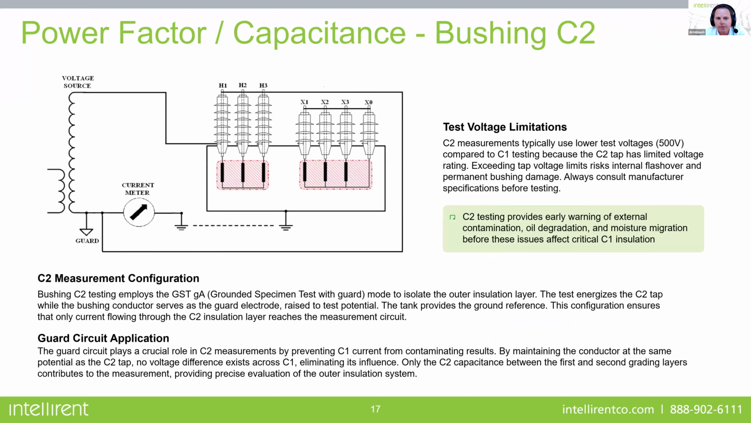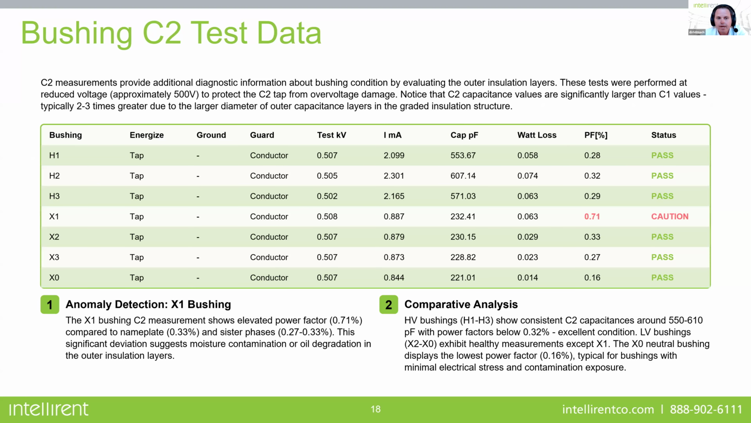A C2 test is where we energize at the tap and you measure to ground. One big thing is this is at a much lower voltage test point. Instead of, let's say, 10 kV, we're only doing it at 500 volts. And again, we want to compare the capacitance of each and the power factor of each bushing.